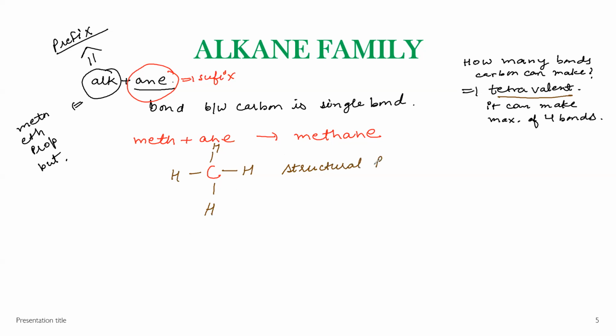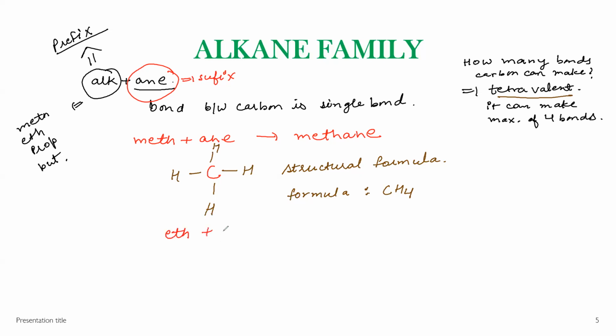Structural formula of methane. And what would be the condensed formula? The formula would be CH4. 1 carbon and 4 hydrogens. Now let us make the second member.